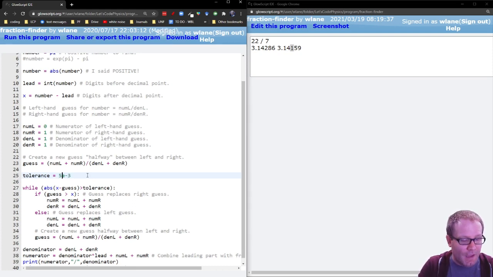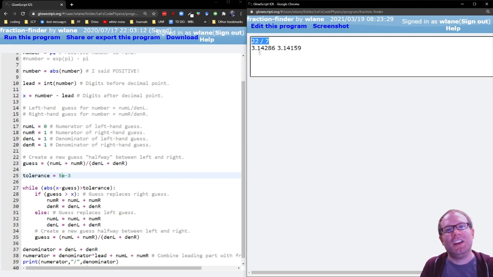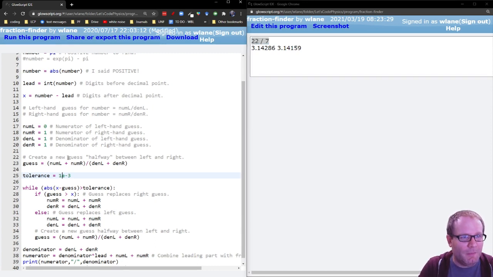Let's suppose we make this 5 times 10 to the minus 3, so 0.005. Now we get a little bit better match, right? Now it's, we do not get a better match. We're still stuck on 22 over 7 because it's actually a really good match, right? It gets down to probably 10 to the minus 3. 10 to the minus 3, it's still good. What about 5 times 10 to the minus 4?